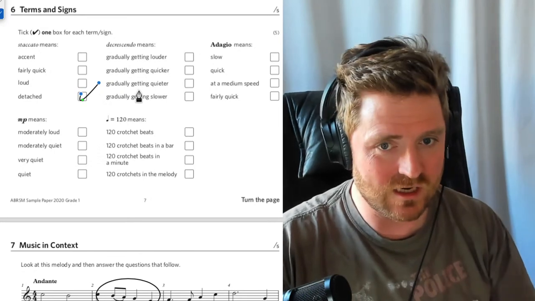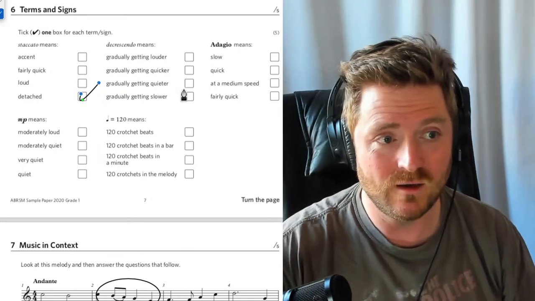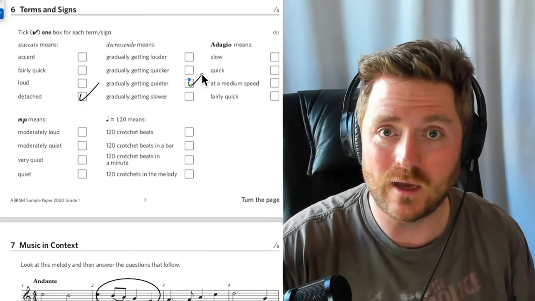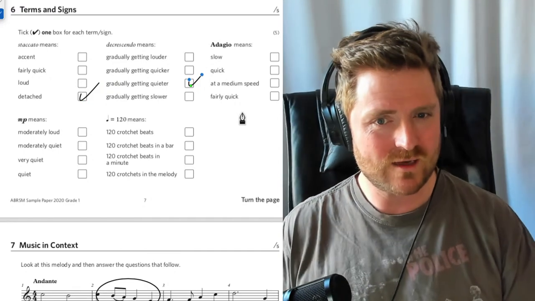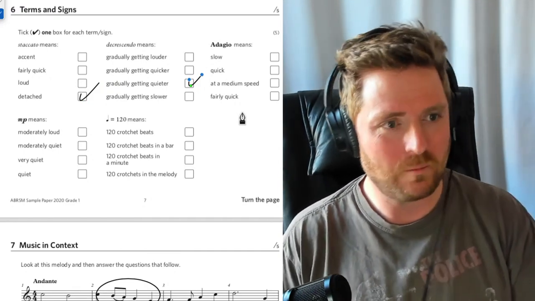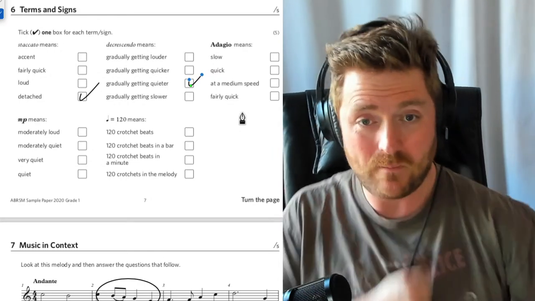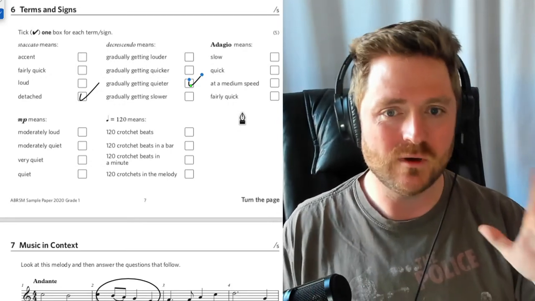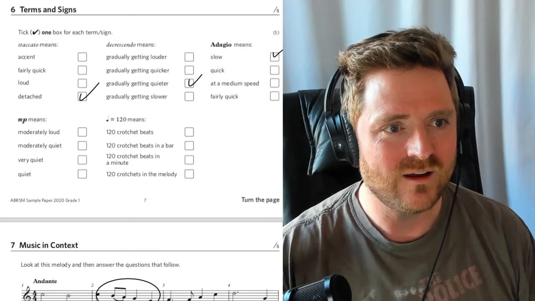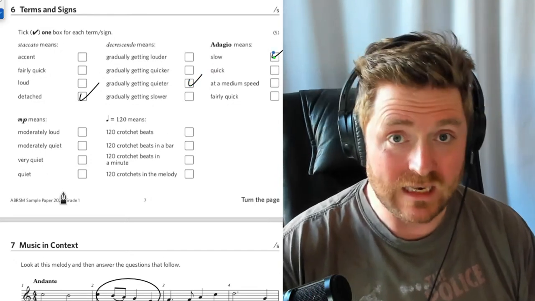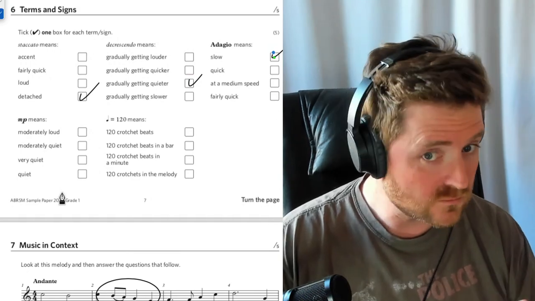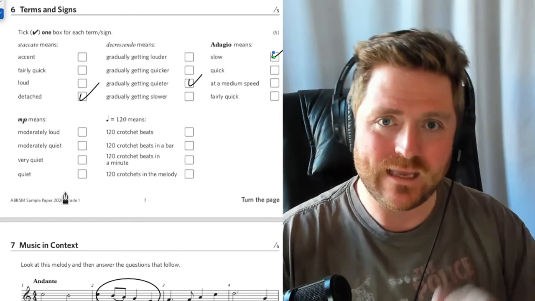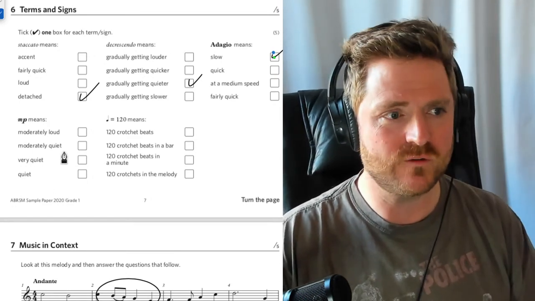Decrescendo. Okay? Decrescendo. Crescendo means gradually get louder. And so decrescendo, the opposite, is gradually getting quieter. Adagio, think Albinoni, think Barber, okay? Is it going to be a march? Is it a medium speed? Is it quick or is it slow? Well, adagio is slow. MP, does that mean moderately loud, moderately quiet, very quiet or quiet? Well, P means piano, which means soft. MP means mezzo, moderately soft, moderately quiet.